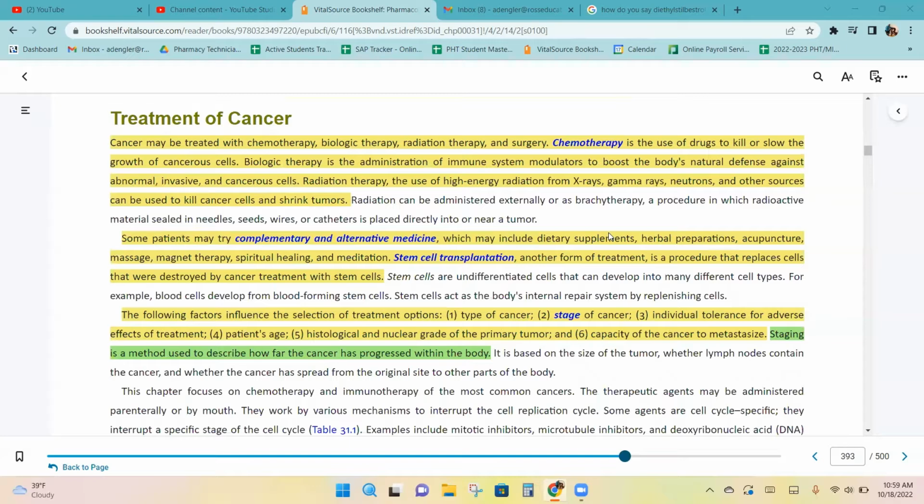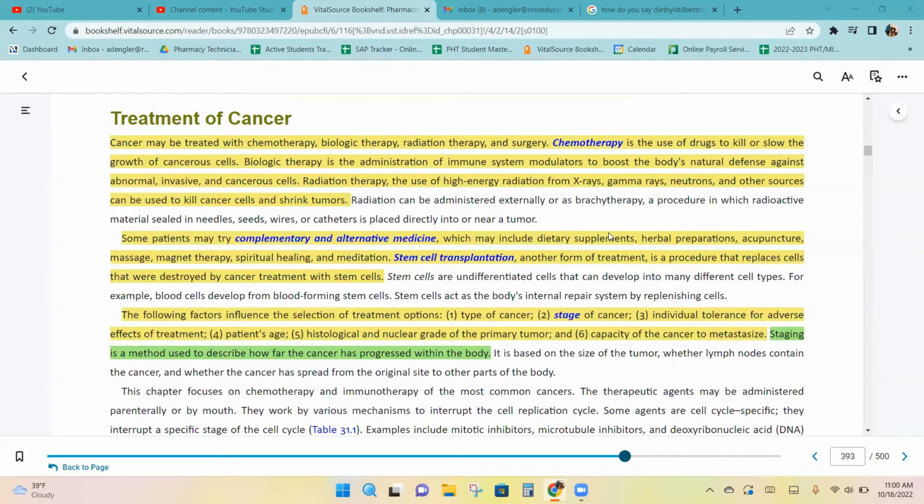Cancer may be treated with chemotherapy, biologic therapy, radiation therapy, and surgery. Chemotherapy is the use of drugs to kill or slow the growth of cancer cells. Biologic therapy is the administration of immune system modulators to boost the body's natural defense against abnormal, invasive, and cancerous cells. Radiation therapy, the use of high-energy radiation from X-rays, gamma rays, neutrons, and other sources, can be used to kill cancer cells and shrink tumors.